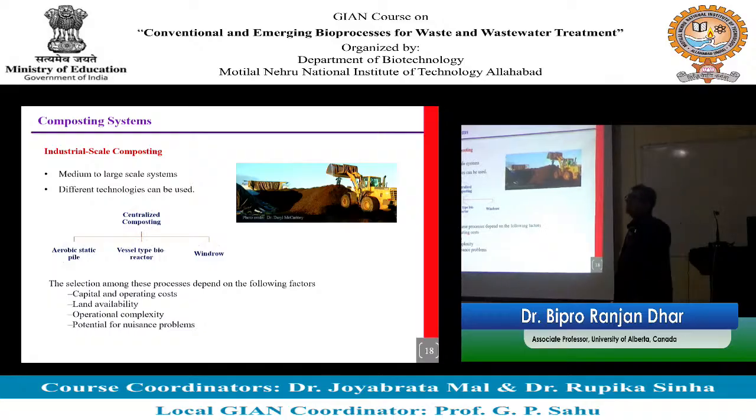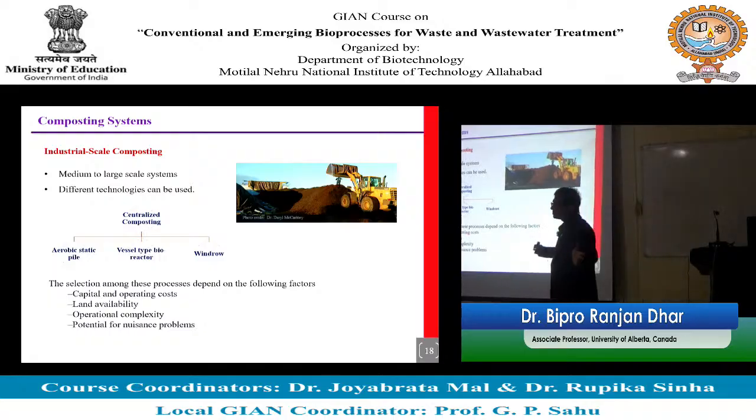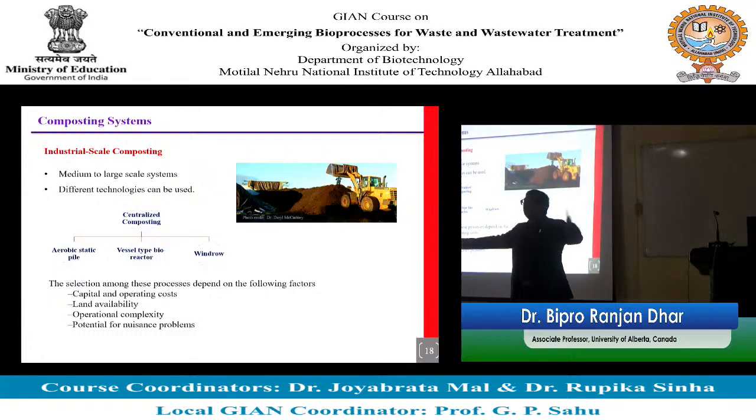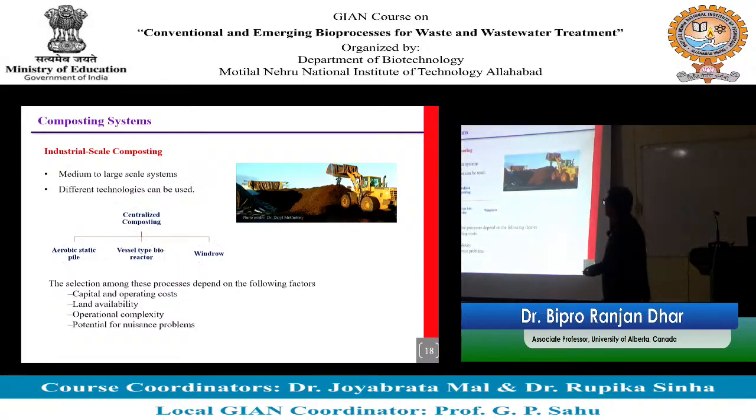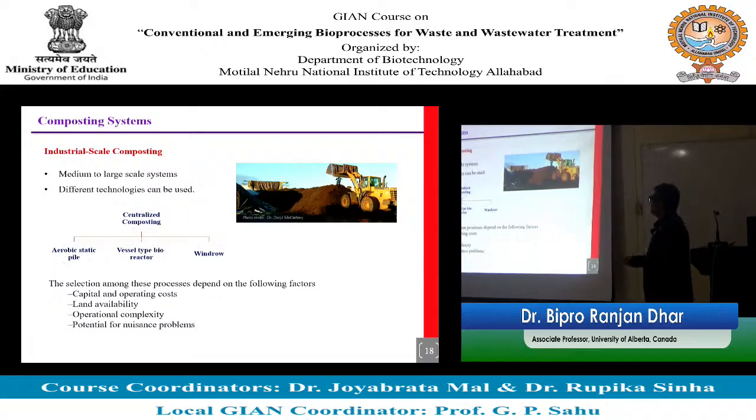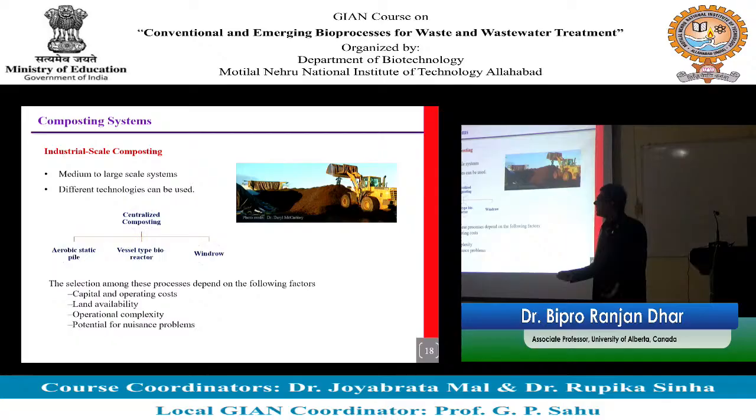Typically for windrow composting, you need a much larger space, but if you go with the vessel type, you can build a vessel like a silo type, so that means you need a small footprint. It depends on many other factors, but obviously windrow composting is the easy one, easy to control. When you go with the vessel type, you need much more skilled people to operate this kind of facility.